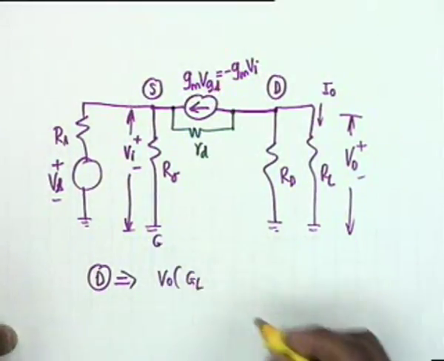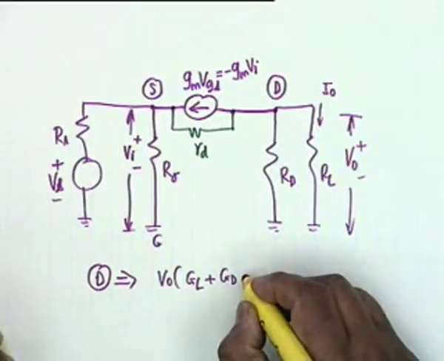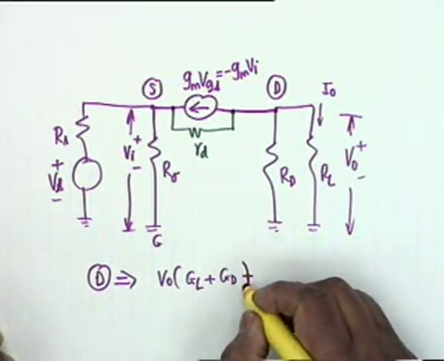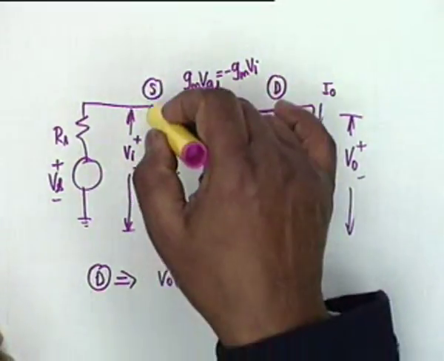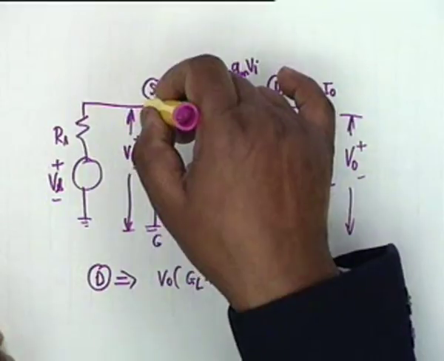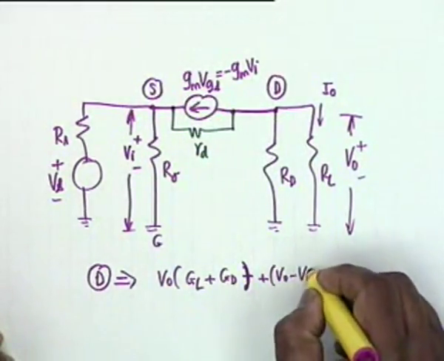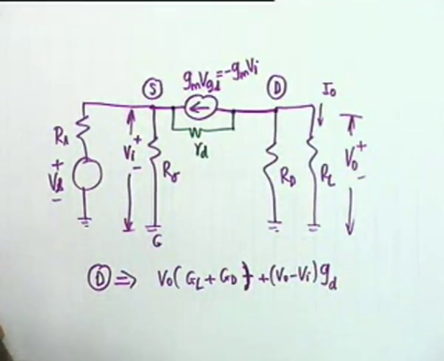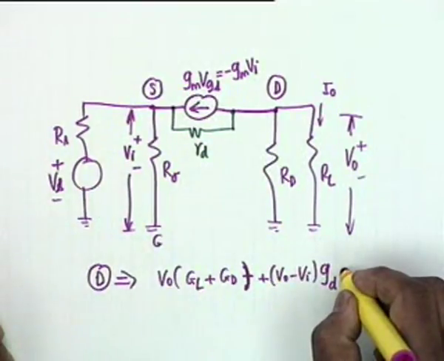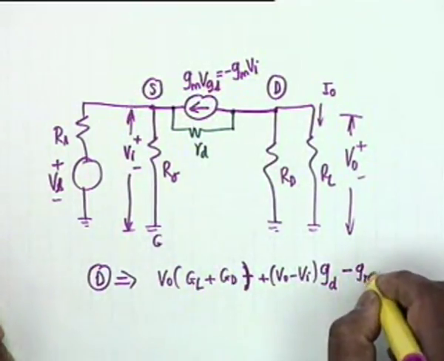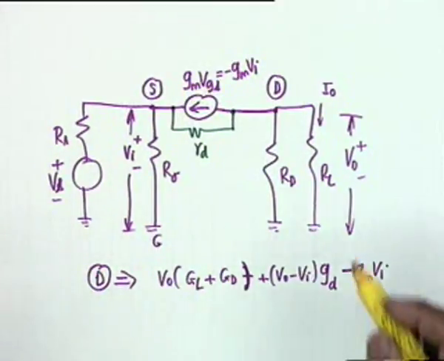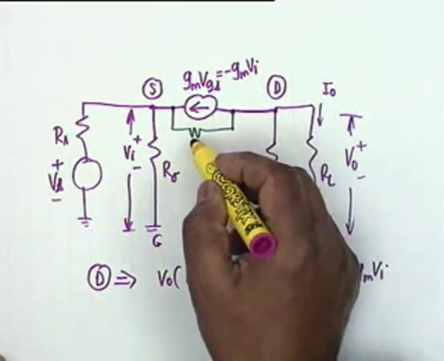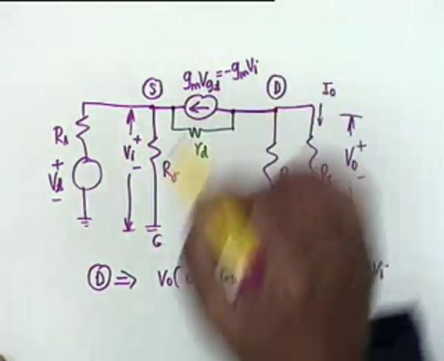As you can see, the node equation at D is V0 times GL plus GD, now I take conductances, it becomes simpler to do it that way, then V0 minus Vi divided by rd. So plus V0 minus Vi multiplied by small gd. Okay, this is the current through rd. Then I have this extra term minus gm Vi. Okay, this is the node equation, and the node equation contains only V0 and Vi. Why this? I have to add this current, this current, this current, and this current. This current is gm VGS, which is minus gm Vi.